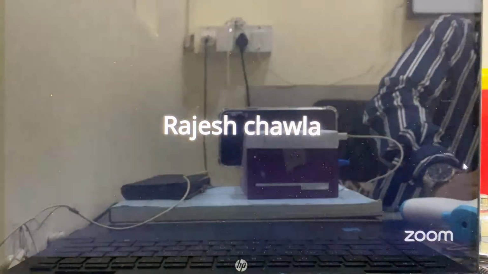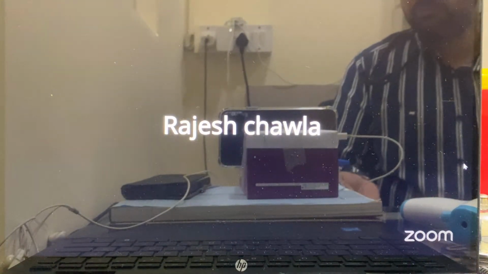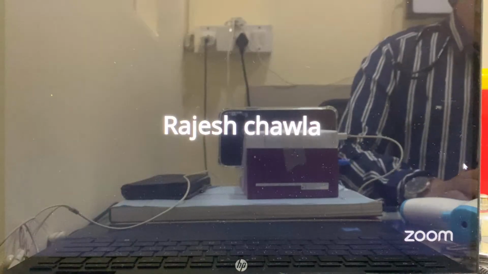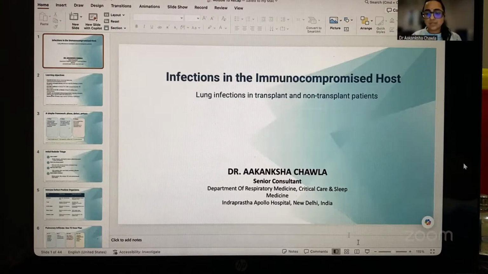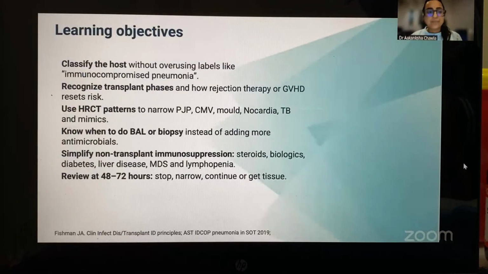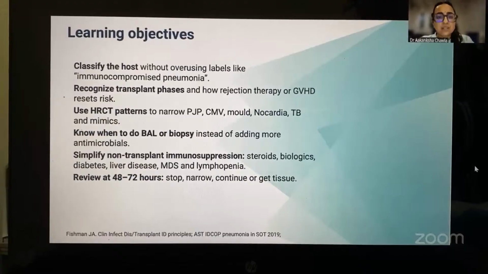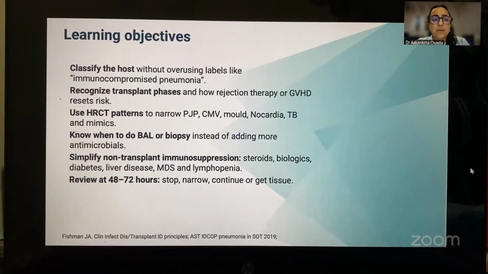I'm going to be recapping module 15, which was on infections of the immunocompromised host, and we are going to look at lung infections in transplant and non-transplant patients. I hope my slides are visible. The objective of the last lectures was to understand and classify an immunocompromised host and not generalize the term immunocompromised pneumonia.